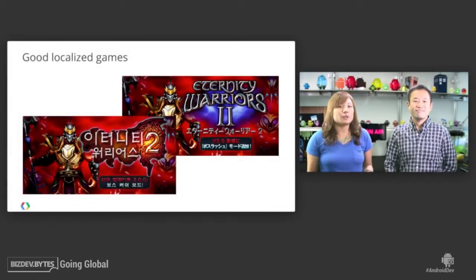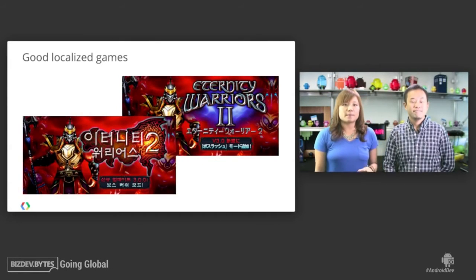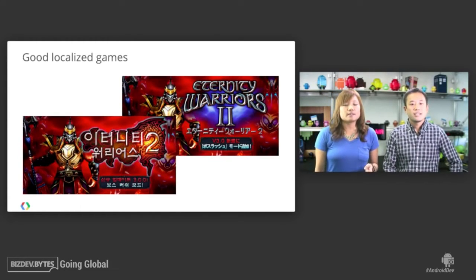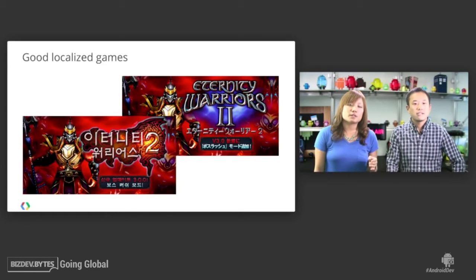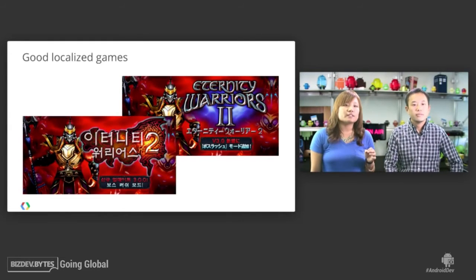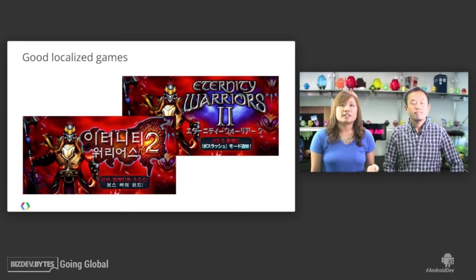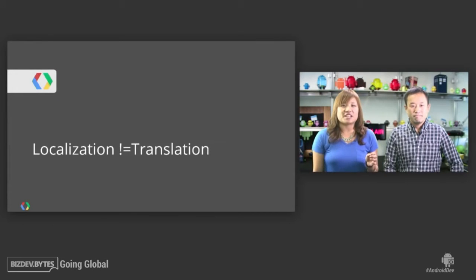So what's an example of a good localized game? Let's take a look at Glu's Eternity Warriors 2. This is a very good example of what you can do to fully localize your game for that market. This is a screenshot of the banner graphic for Eternity Warriors 2 in Korea and Japan. Notice that they've been very detailed on the font they use and the way they localize to that audience. We think this is a very good example of what a good localized game can be in Korea and Japan. Which also means that localization does not equal translation.